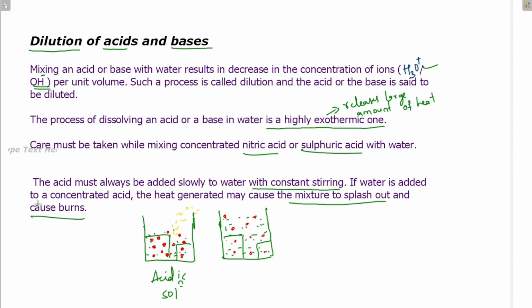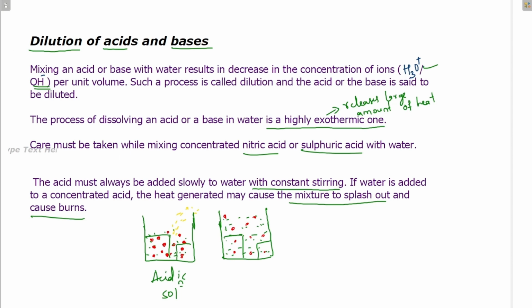So we will always add acid or base to the water with constant stirring. The heat released should not be concentrated at a single point. Otherwise, it will cause the mixture to splash out. Of course, it is also exothermic whenever you add acid or base to water. But what happens is the heat that is liberated is absorbed by the water, because water is a good coolant as we know. So it will not concentrate the heat. It will not cause the splashing out of the mixture when you slowly add acid or base to the water, that too with constant stirring. The heat liberated must be spread out through the water so that it can absorb that heat. Heat is not concentrated at a single point. This is the process of how we dilute acids and bases.